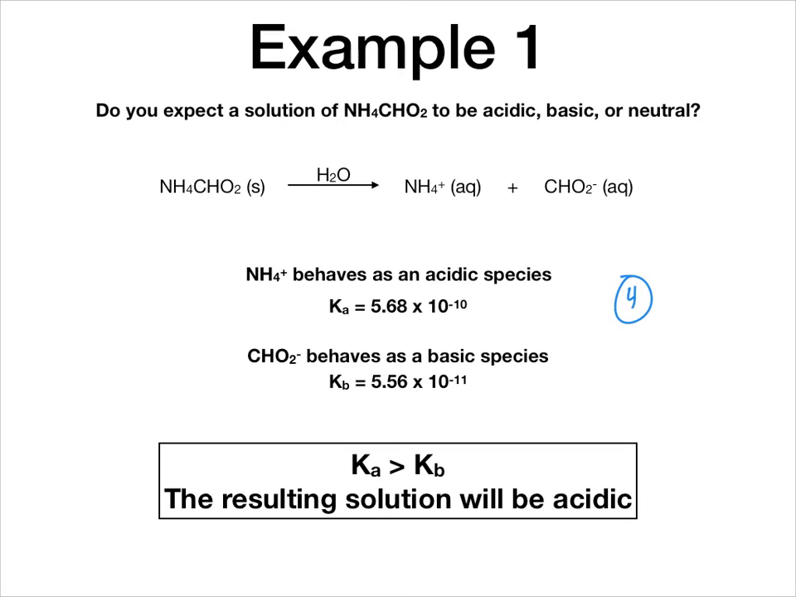And so I find that my NH4 plus behaves as an acidic species with this Ka. I find that my formate behaves as a basic species with this Kb. And since Ka is greater than Kb, the solution will be acidic. This means that there is more H3O plus than OH minus.